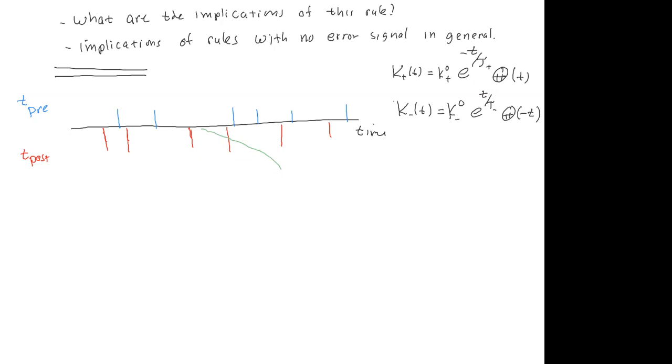Theta of T is the Heaviside step function. It equals one if T is greater than or equal to zero, and zero if T is less than zero, okay? So these are just exponential kernels. That's the shape of these things. The shape isn't so important. We just basically gave some names, okay? So this curve is K plus.